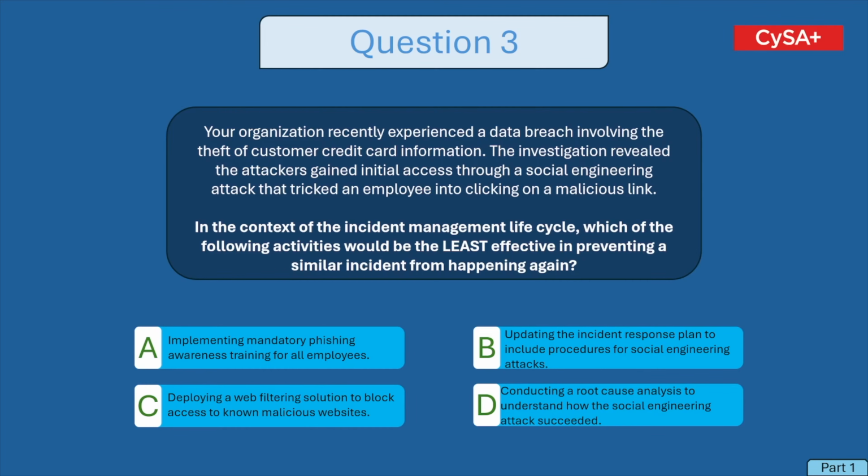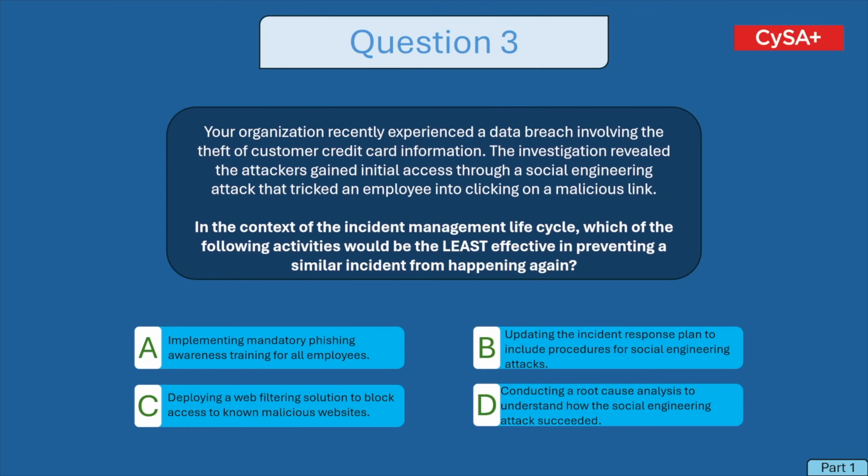A. Implementing mandatory phishing awareness training for all employees. B. Updating the incident response plan to include procedures for social engineering attacks. C. Deploying a web filtering solution to block access to known malicious websites. Or D. Conducting a root cause analysis to understand how the social engineering attack succeeded.